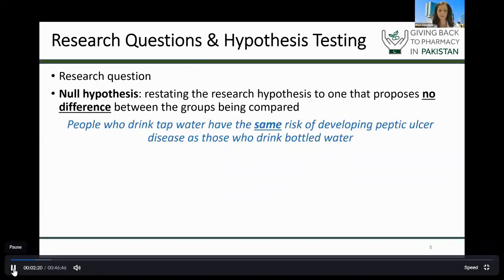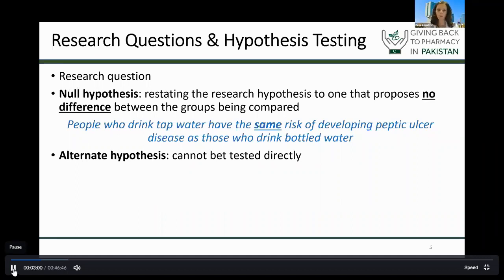For example, let's say you want to look at the risk of developing peptic ulcer in people who drink tap water. So your research question would be, does drinking tap water increase the risk of developing peptic ulcer? That's your research question. Now, the null hypothesis would be people who drink tap water have the same risk of developing peptic ulcer disease as those who drink bottled water. This is how you transform your research question into the null hypothesis.